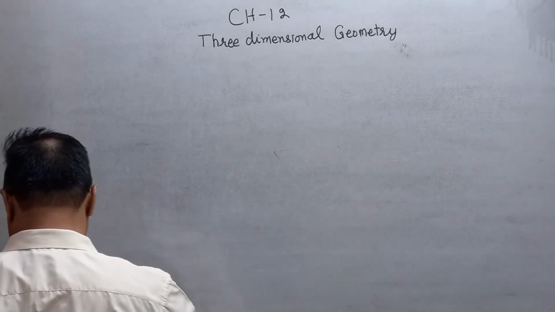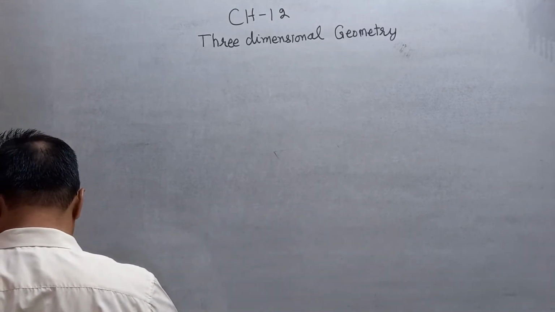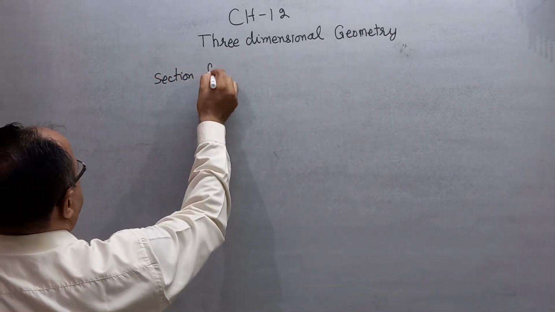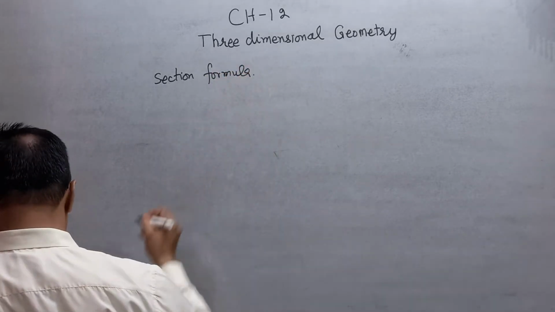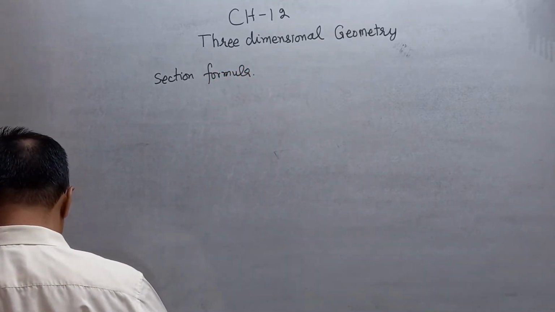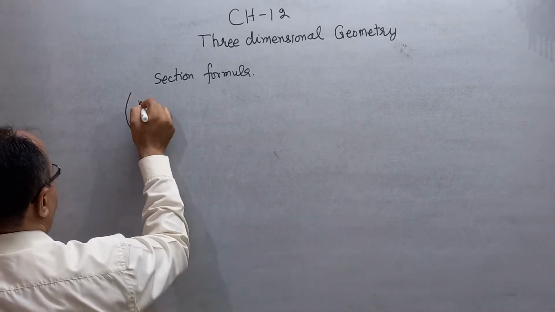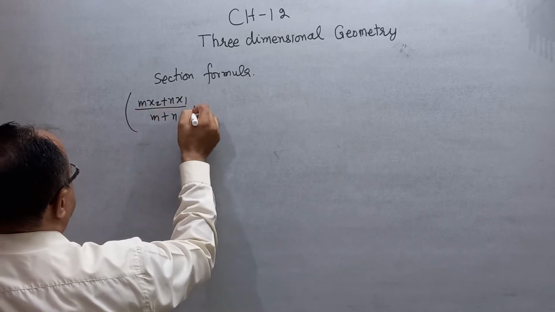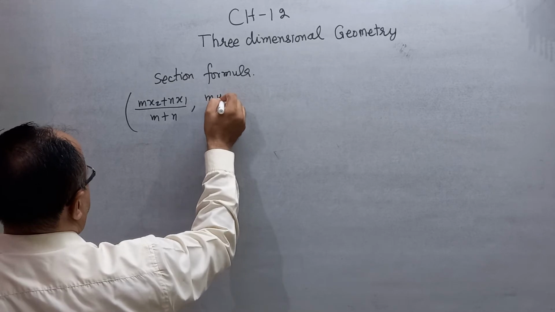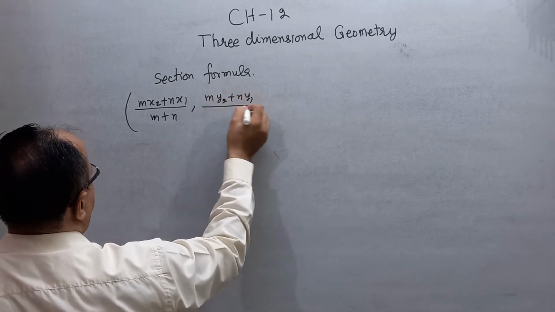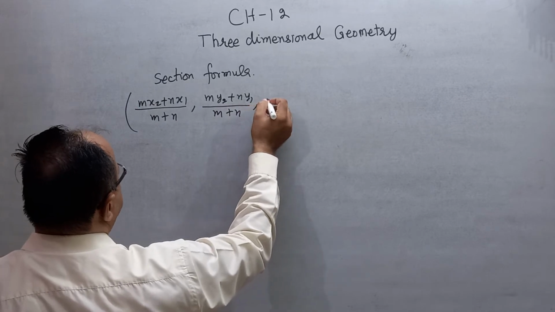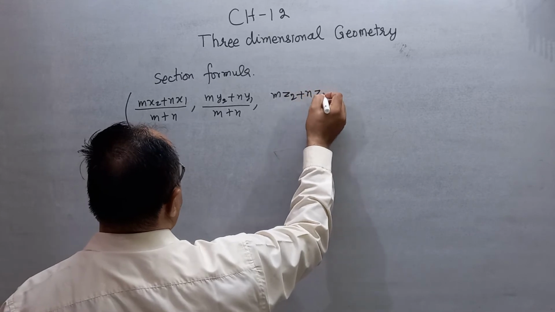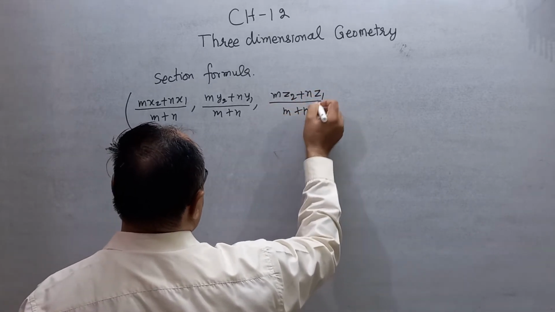Next, section formula. The section formula of these two points, you know very well: (m x2 plus n x1) upon (m plus n), (m y2 plus n y1) upon (m plus n), and (m z2 plus n z1) upon (m plus n).